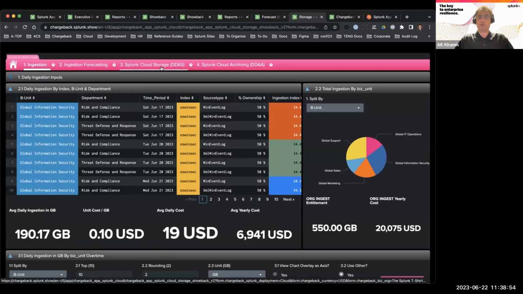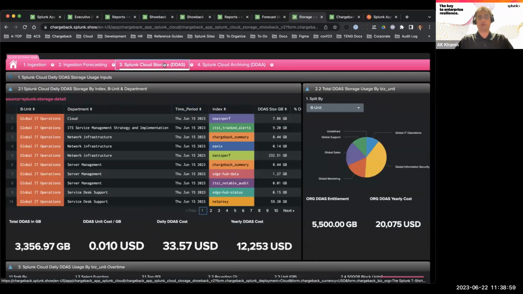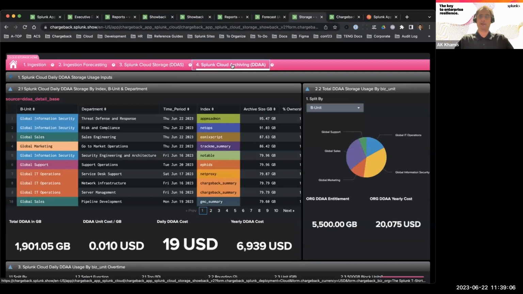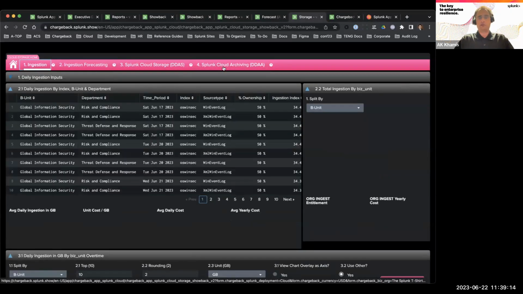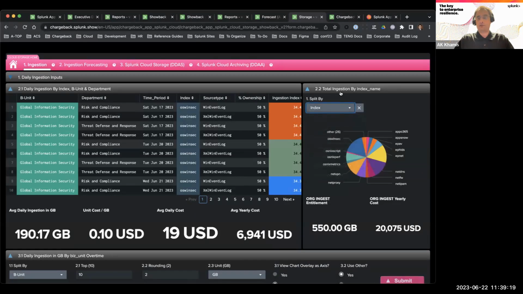But you'd also, that this is what you're paying for, the amount of data you're storing, most likely. And if you own DDAA, you would also have information about how much data you're archiving into the Dynamic Data Active Archive location set up in Splunk Cloud, right? But so they're going to be the same. You can come in here, slice, split by index. If you want to split by department, split by business unit, you have that option in here.